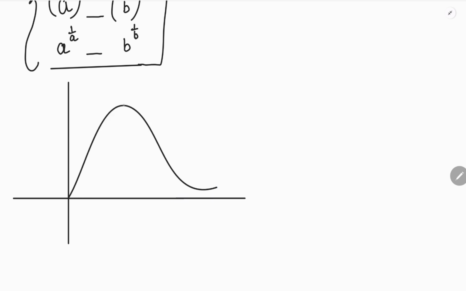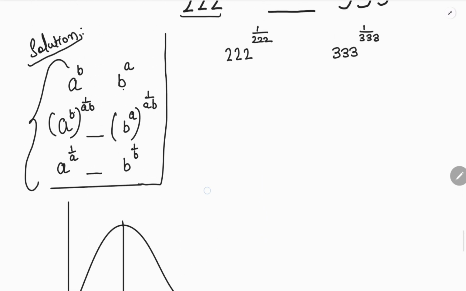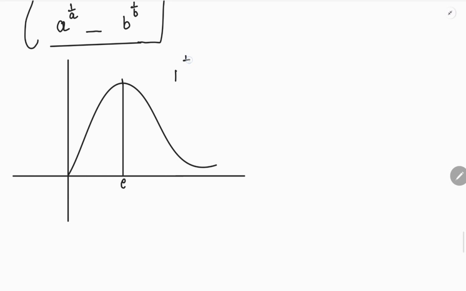Okay, so this maximum value is at e. Okay, and this is x. If you see here, x raised to power 1 by x means 1 raised to power 1 by 1, 2 raised to power 1 by 2, 3 raised to power 1 by 3, right? So in this case, if you see, till the value x is reaching e, the graph is increasing. It is increasing, right?